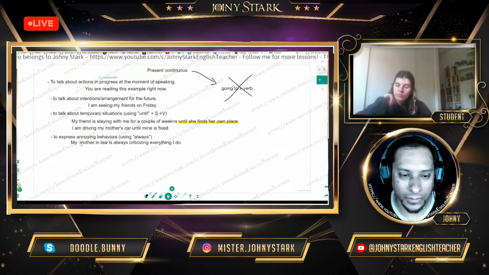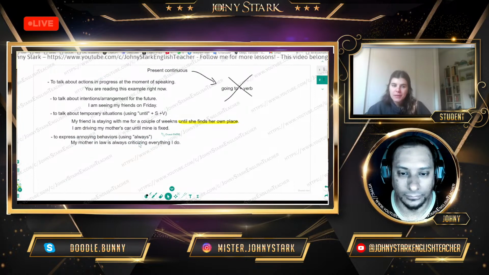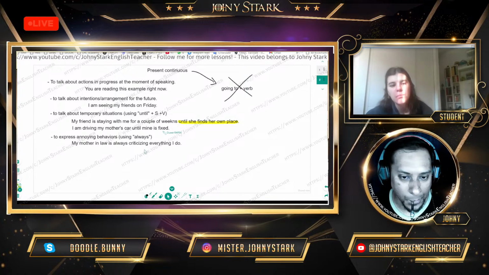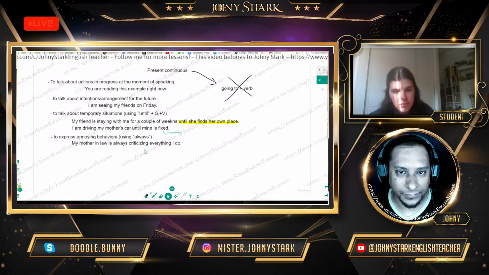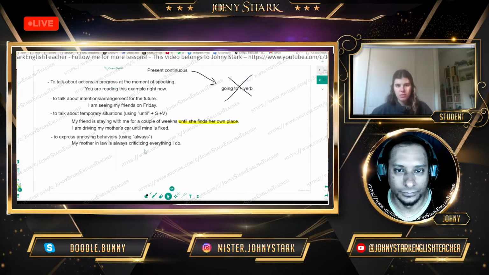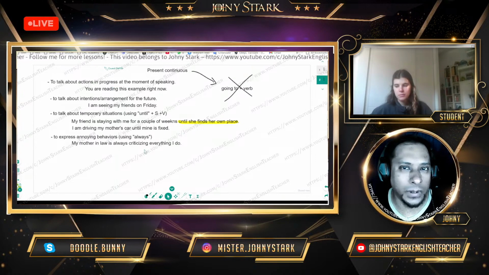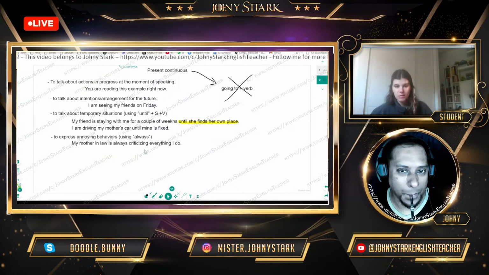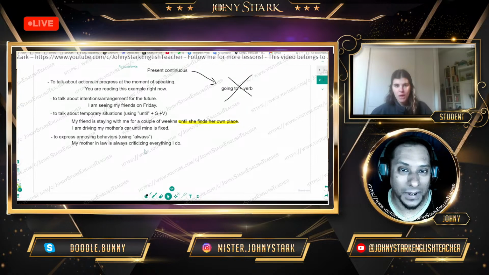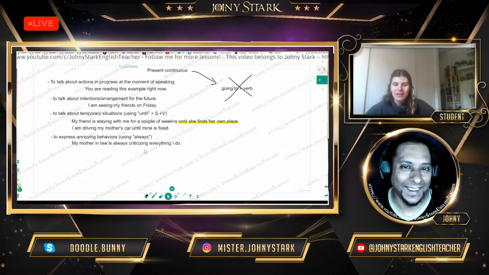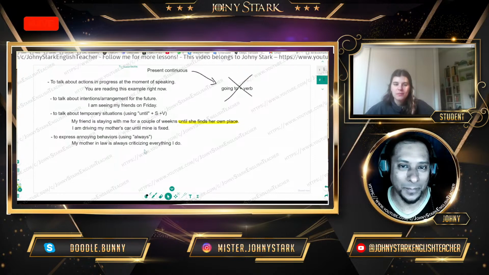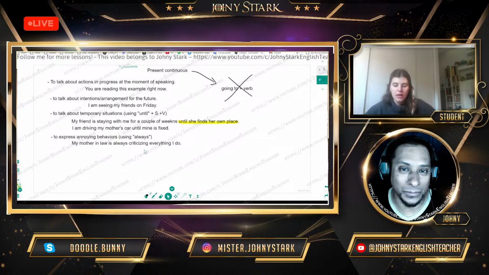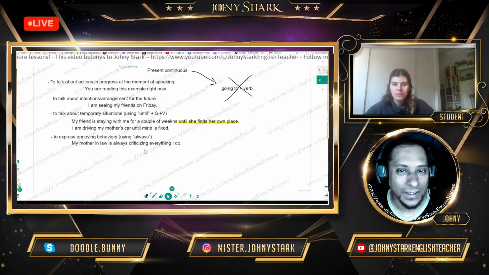¿Cuál sería la traducción de esa oración? Mi madre siempre critica todo lo que hago. Ok, no es madre. Mother-in-law no es madre. ¿Qué sería? Madrastra. No precisamente. Es la mamá de tu novio. Ah. ¿Cómo decimos a la mamá de la pareja? Mother-in-law en inglés. ¿Cómo lo decimos en español? ¿Cómo le dices tú a la mamá de tu novio? Ah, suegra. Exacto. Mother-in-law es suegra.